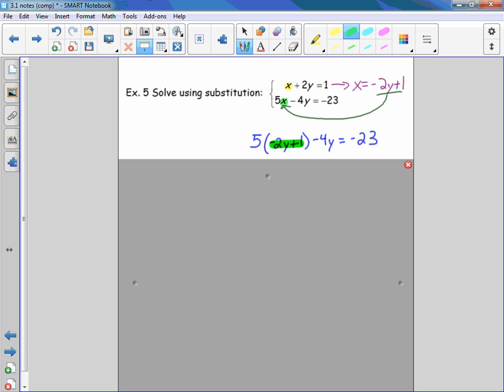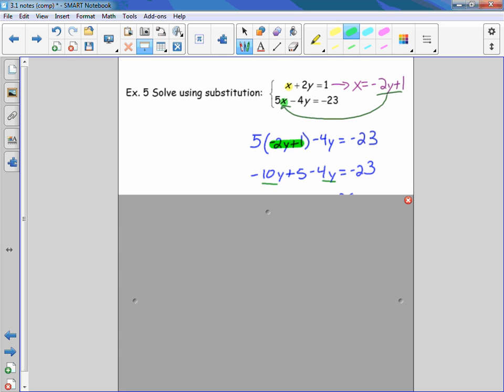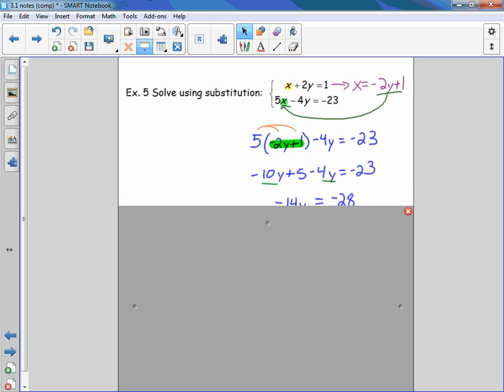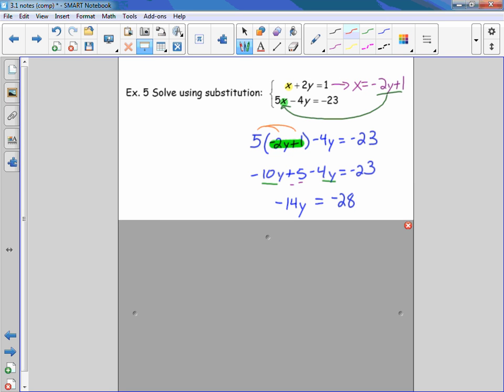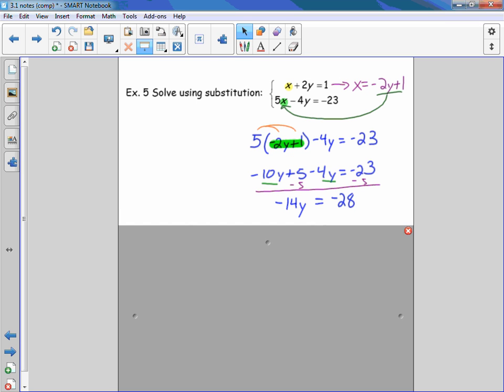From there, the next part of the process is to solve. All right, so to solve this, we would first distribute the 5 through. That takes us to that next step. From there, we would combine like terms, the -10y and the -4y. So that'll leave us with -14y equals -28. I also subtracted 5 from both sides to make that happen. And then solving for y from that point forward, you will get 2. So that takes care of the second solve.